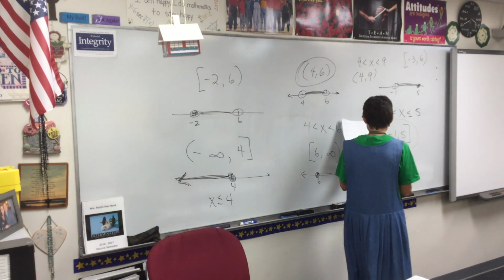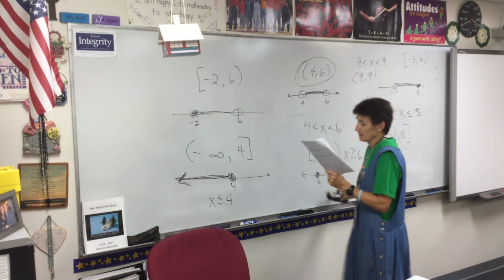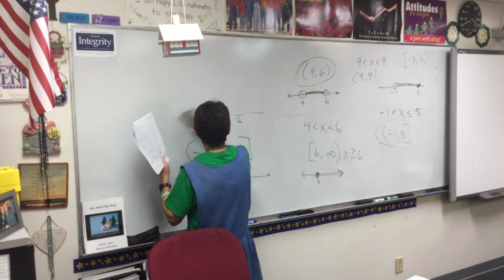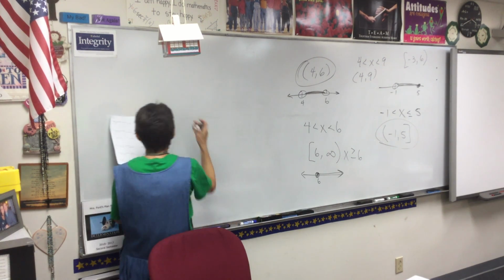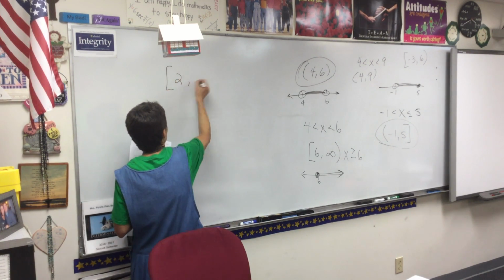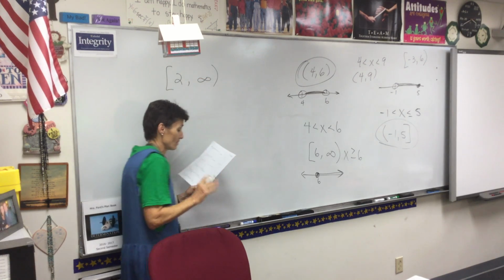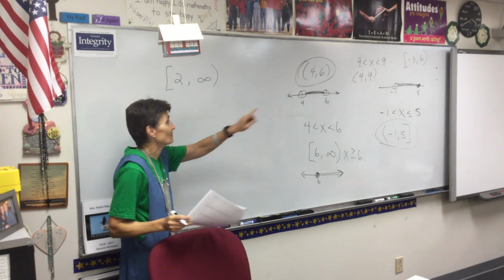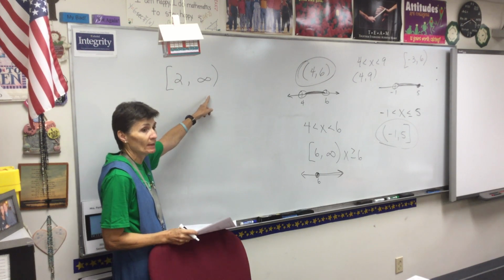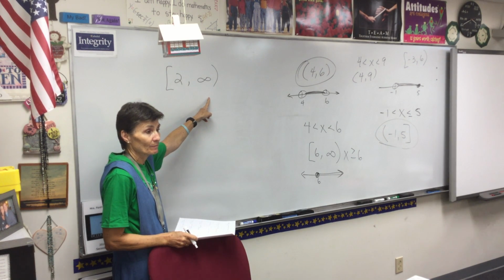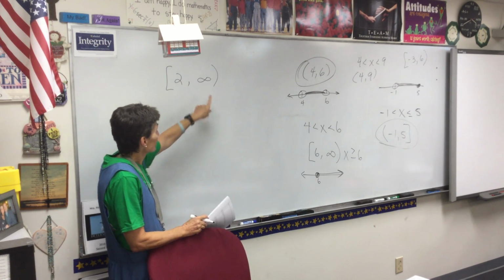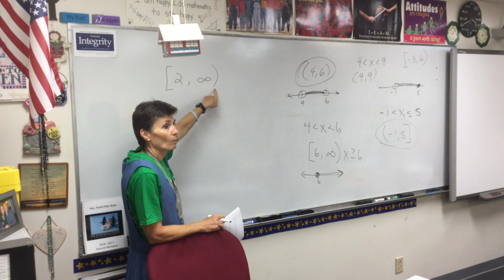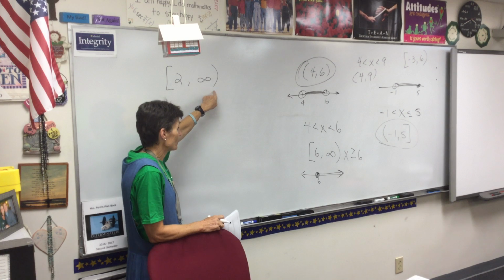And what about C? Brackets, 2, parentheses, infinities. Okay, since that is one that doesn't have a stopping point, we're gonna need an infinity symbol, right? And since the shading is heading toward positive infinity, it's gonna be 2 comma positive infinity. Remember, I think we talked about yesterday, infinities are always open. Always. Anytime you put an infinity in a problem, it's going to be open.